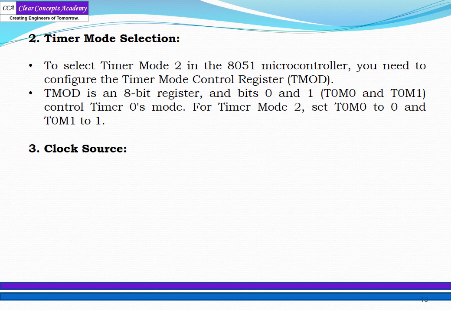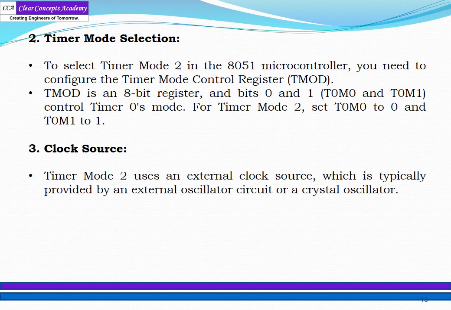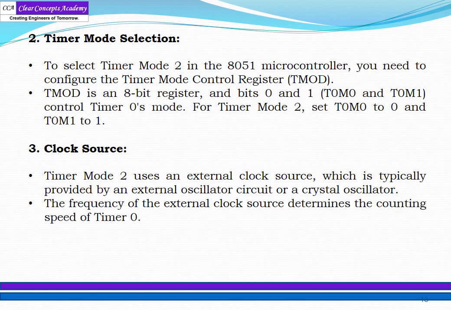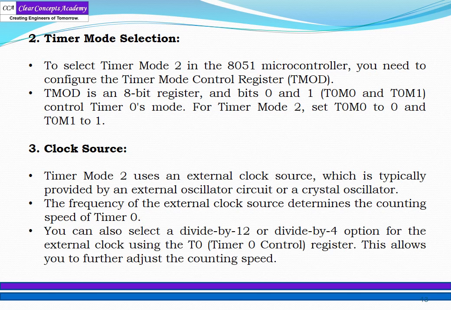Now clock source. Again we will see what the different clock sources are. I will not go into detail. Timer mode 2 uses an external clock source, which is typically provided by an external oscillator circuit or crystal oscillator. The frequency of the external clock source determines the counting speed of timer 0. You can also select a divided by 12 or divided by 4 option for the external clock using the timer control register. This allows you to further adjust the counting speed.